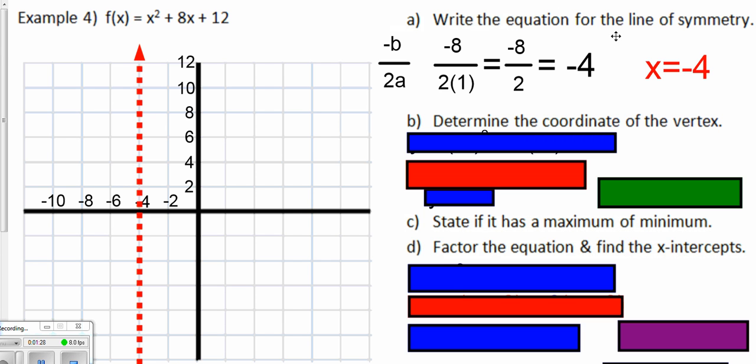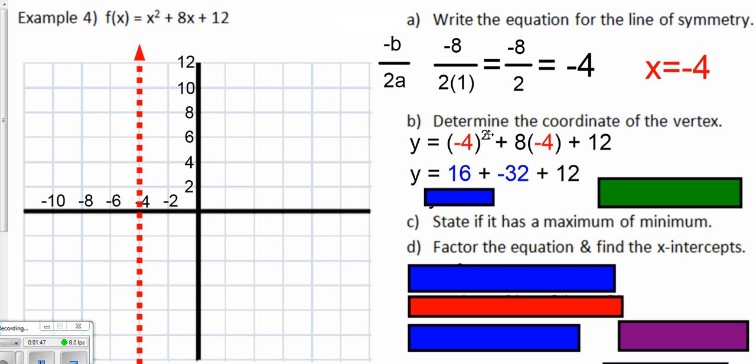Now we need to determine the coordinate of the vertex. Well, we've got our x value of the vertex. We just plug that into our original equation to find the y value. So instead of x squared, it's negative 4 squared. Instead of 8 times x, it's 8 times negative 4. And just add everything up there. Negative 4 squared is going to be 16. It's not negative 16, because remember, negative times a negative is a positive. 8 times negative 4 is negative 32, so we have 16 plus negative 32 plus 12. 16 plus negative 32 is going to be negative 16, plus 12 makes a negative 4.